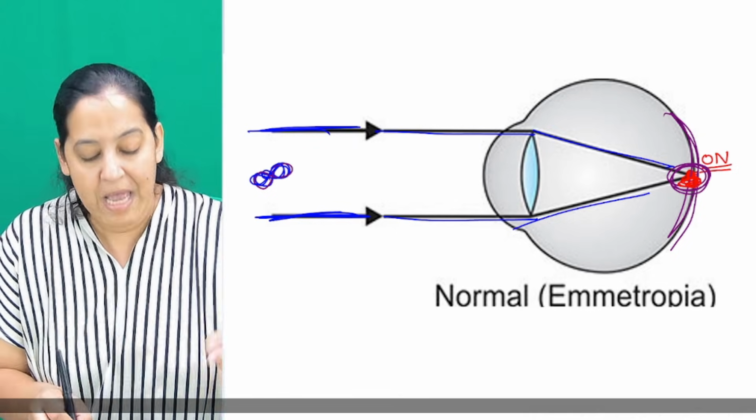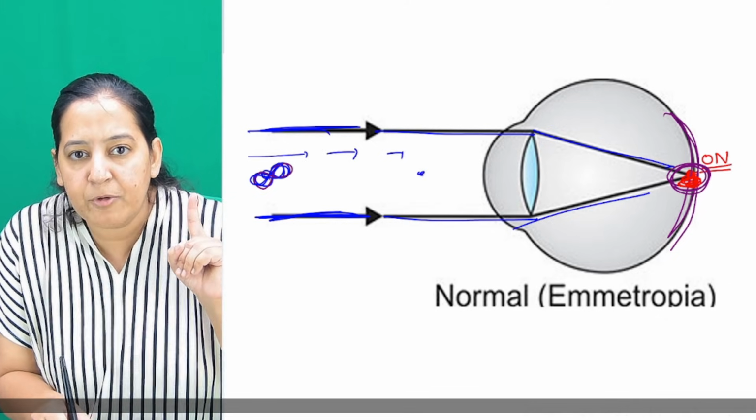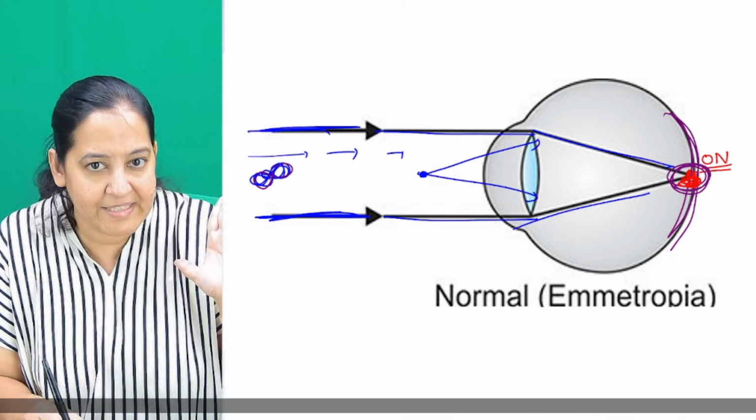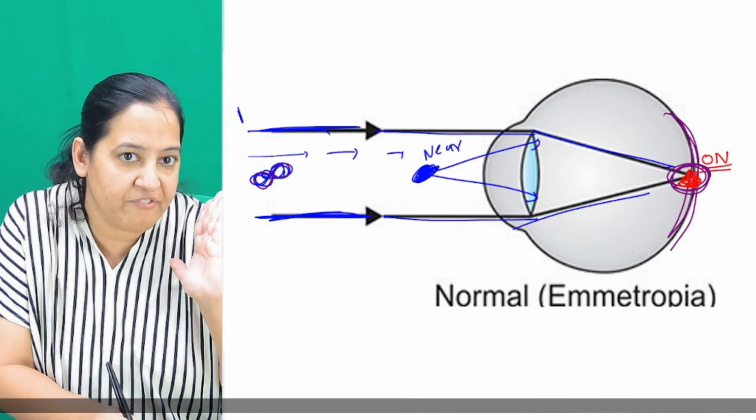God has made it like that. But if the object is not at infinity, the object is moving closer. Suppose the object is here, not at infinity. So rays are coming from here, not from infinity. See, this is my object. It is a near object, not a far object. This was a far object.